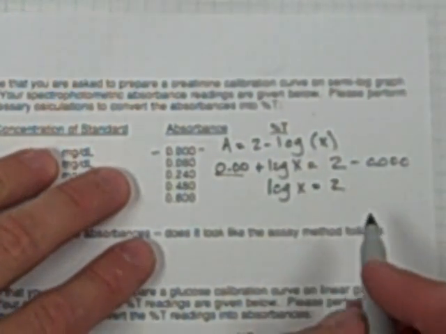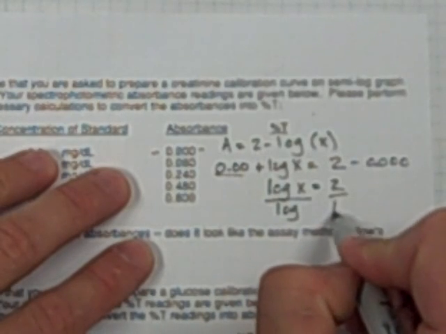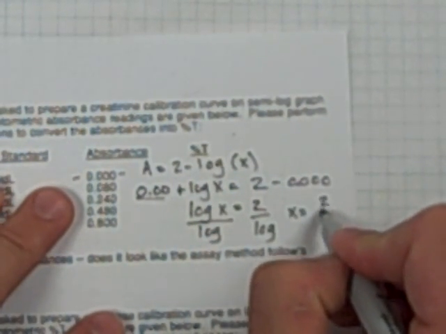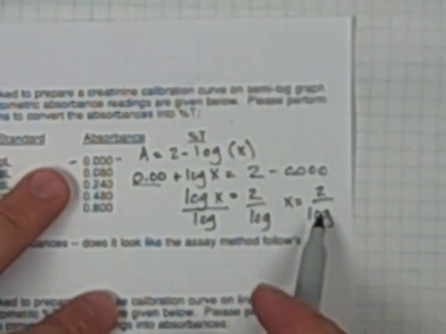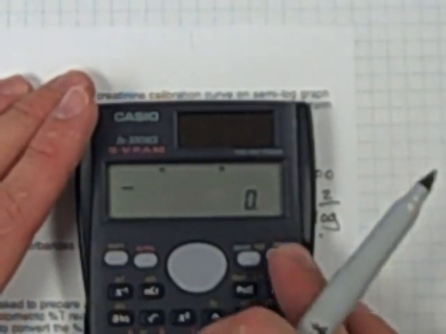In order to solve this, I need to get rid of the log, so I can divide it away. And what I end up with is x equals 2 divided by log. That gets kind of complicated, and some people look at that and say, uh-oh, where do I go from here? But it's helpful to remember that something divided by log is just the same as taking the antilog of that number. And our calculators will do this very easily.